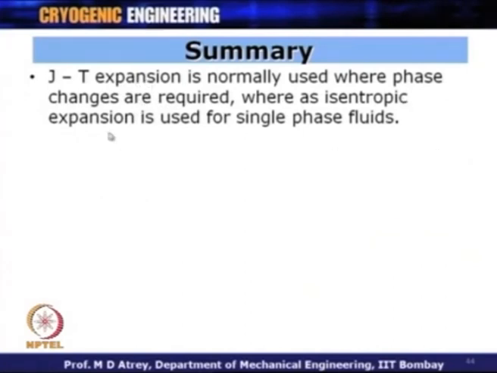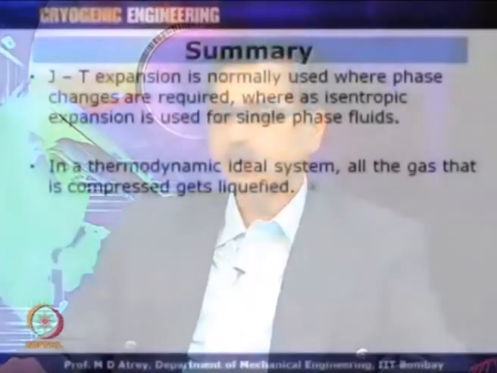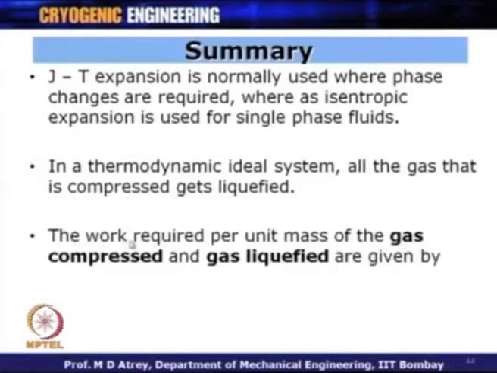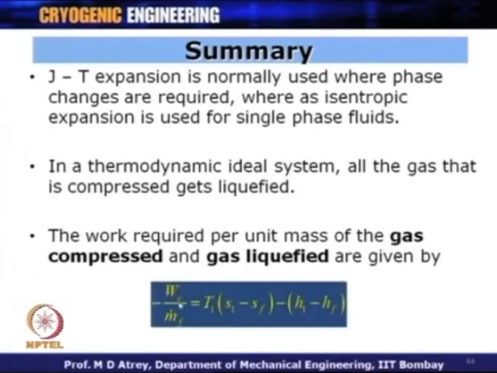In a thermodynamically ideal system, this is what we saw. All the gas that is compressed gets liquefied, and the work required per unit mass of gas compressed and gas liquefied is given by Wc by mf dot, with a minus sign, equal to T1 into the entropy difference between the initial state and the final state, minus the enthalpy difference between the initial state and the final state.